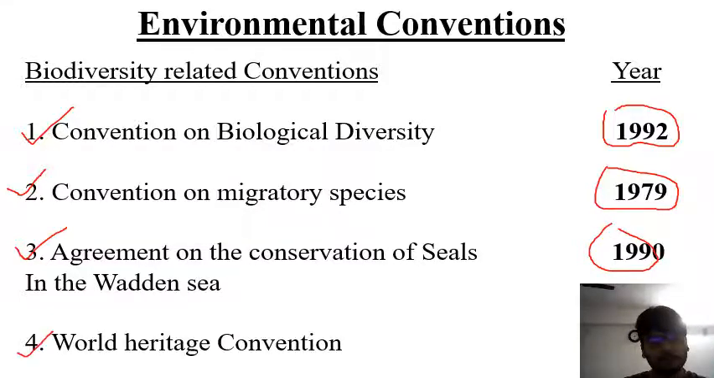Next is the World Heritage Convention, that happened in the year 1972. So what is the World Heritage Convention? It has been held to conserve the World Heritage Sites. World Heritage Sites are those sites which have a sociological importance, and a great importance with respect to the culture and tradition of a particular nation.